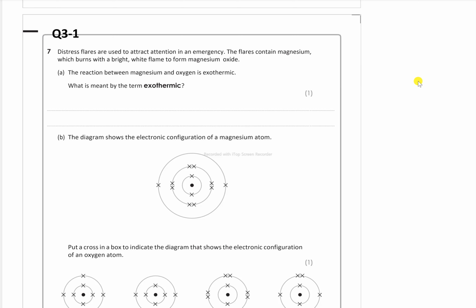Right, we're carrying on with this dot and cross.